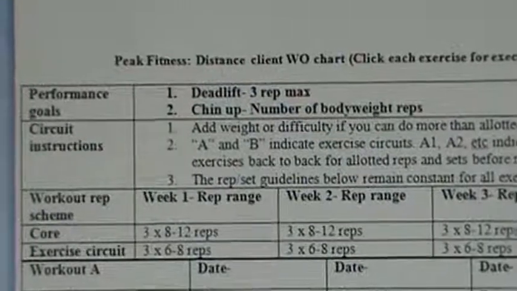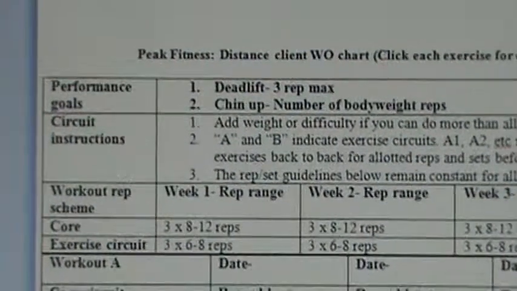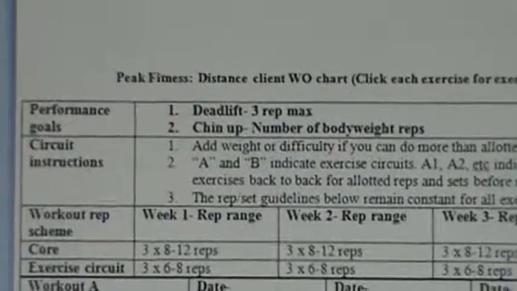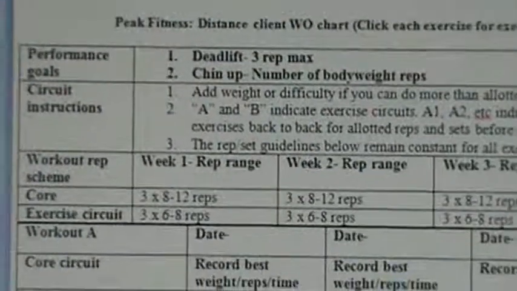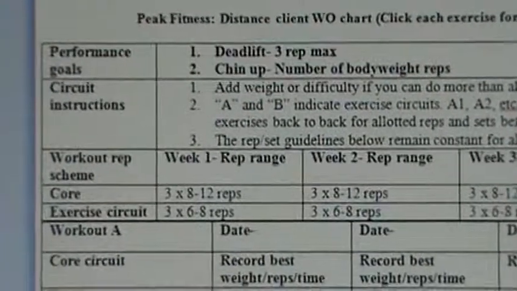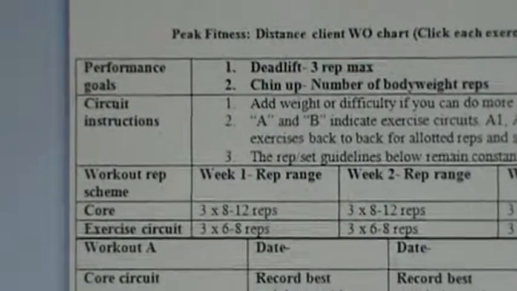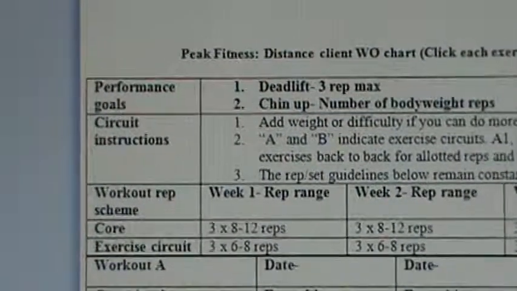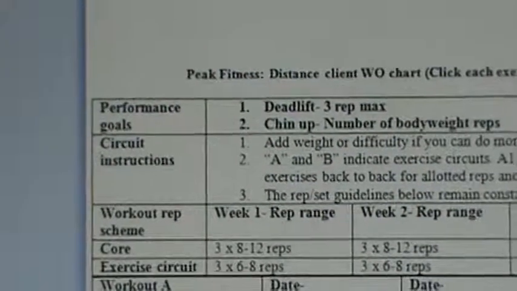With each 60-day cycle or 90-day cycle, whatever it may be, you're going to be given specific goals that we're looking for you to test at the beginning. Generally, this means we take a week before we start our workouts, or maybe at the beginning of week 1, and just test these two things to see where you are. In this example we have a deadlift, which is a 3-rep max, and a chin-up, which is the maximum number of body weights.